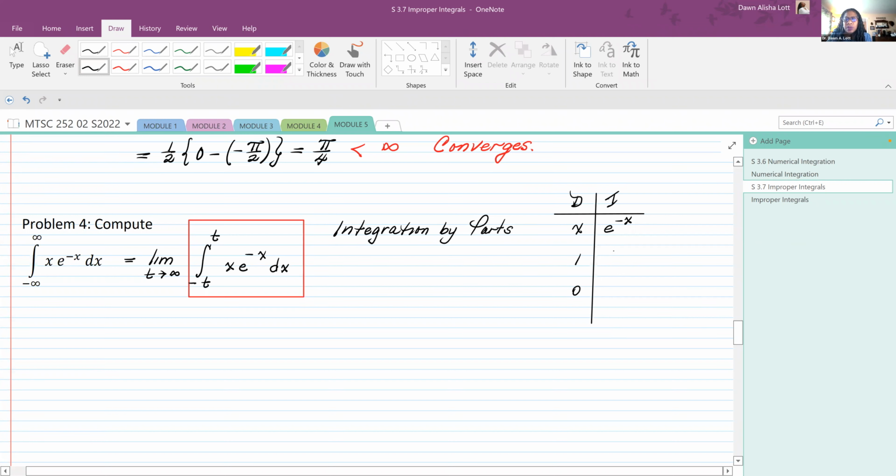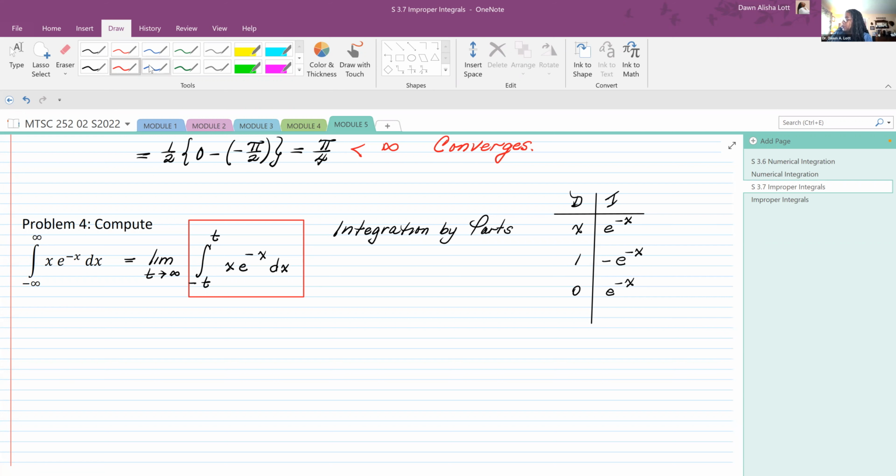Okay, very close. Divided by -1, so it's just negative e to the negative x. Okay, and so then, can you now give me the next one? e to the negative x. Good.